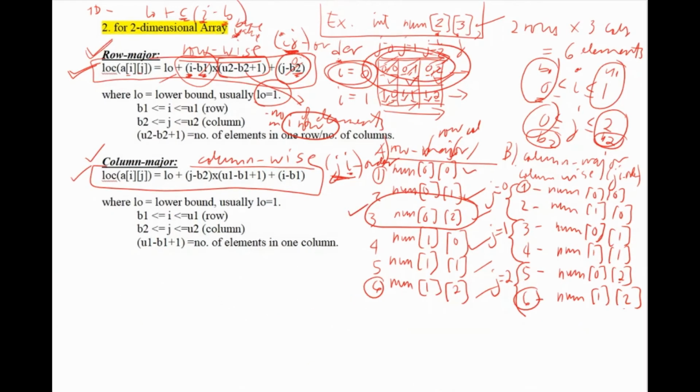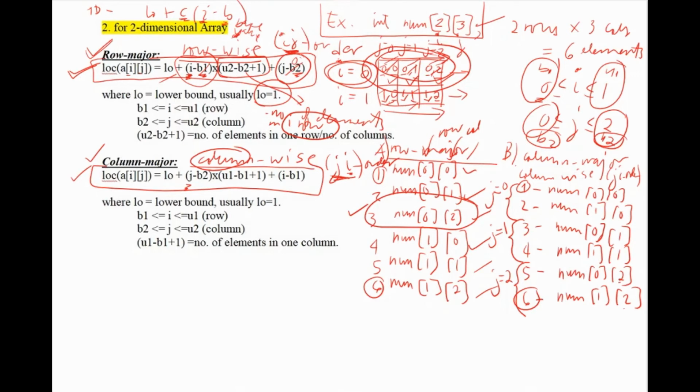For the column major or column wise j, I order, the addressing function is given as L sub O plus, now this is column wise, so our primary reference now is the column, and so we use here the column index j, while in here the column index I.